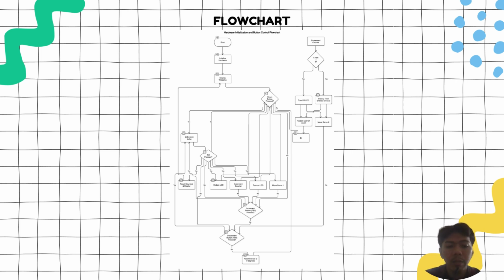This flowchart describes a system that initializes hardware, displays a welcome message, and then responds to button presses: reset, increment and decrement. If reset is pressed, it resets the counters and display. If the increment button is pressed, it updates the LCD, increments a counter, turns on an LED, and moves a servo. If the decrement button is pressed, it decrements the counter.